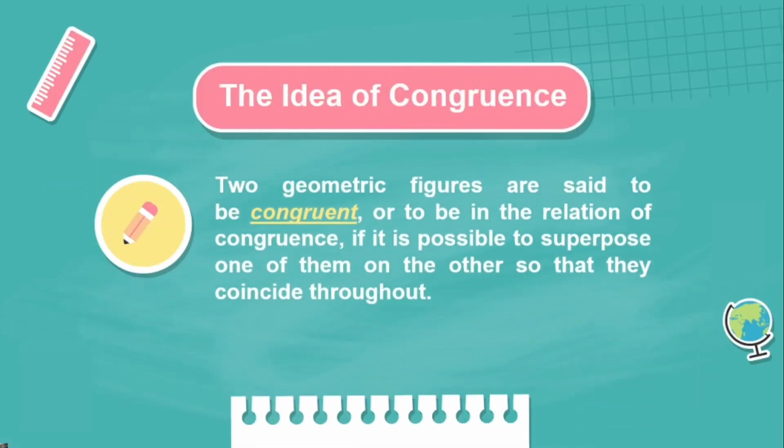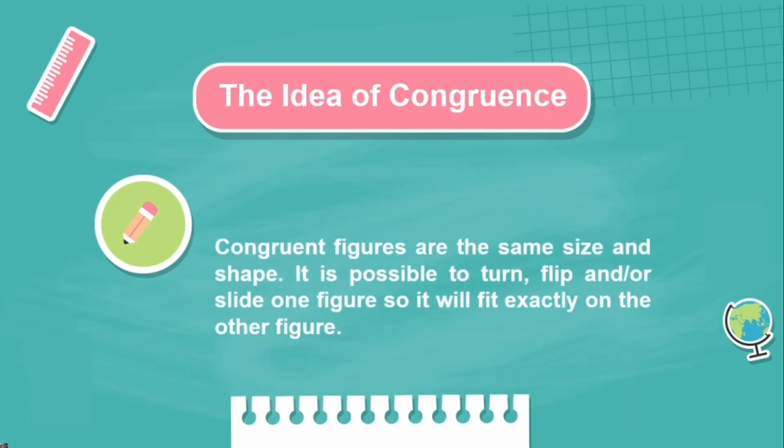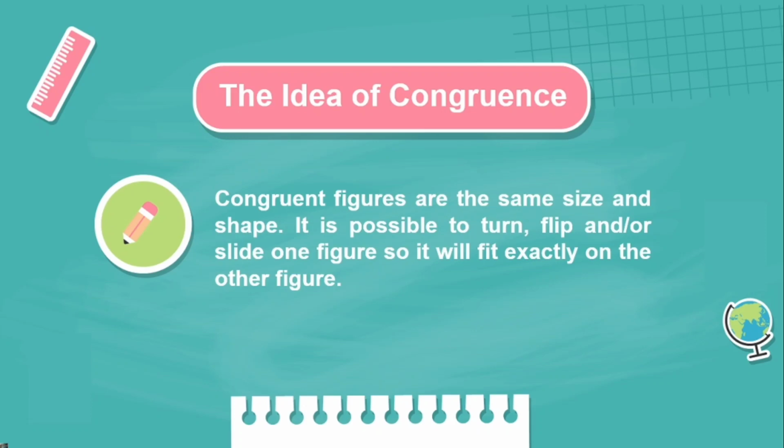So two geometric figures are said to be congruent or to be in the relation of congruence if it is possible to superpose one of them on the other so that they coincide throughout. That means congruent figures are of the same size and shape. So it is possible to turn, flip, and or slide one figure so that it will fit exactly on the other figure.